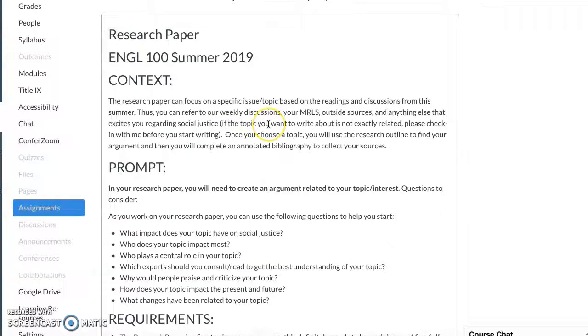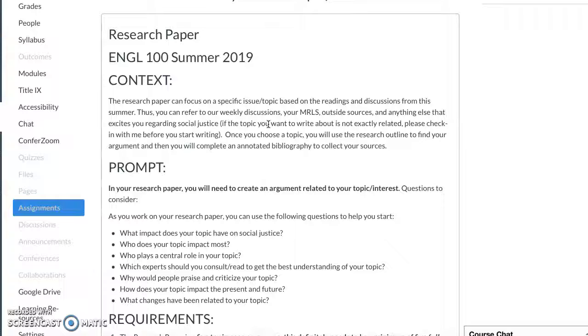For this essay, I want you to feel free to pick any topic you want, as long as it's in the vein of social justice. You don't have to write about mass incarceration or any of the topics we've talked about in class. You don't have to use your MRLs or any of the textbooks if you don't want to. If you do, totally fine, and it's probably going to make it easier for you. But if there's something you really want to talk about, please feel free to do that.